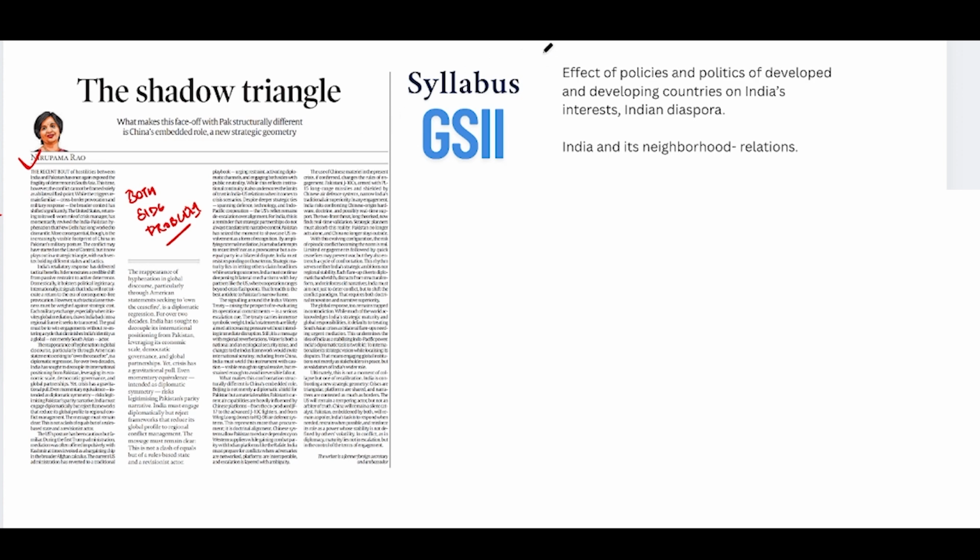As if this is a problem towards both sides of the border, with Pakistan as well as India. Now, her analysis would be extremely crucial not only for India and its neighborhood relations, China and Pakistan, but also the effect of policies and politics of developed and developing countries on India's interest and Indian diaspora.